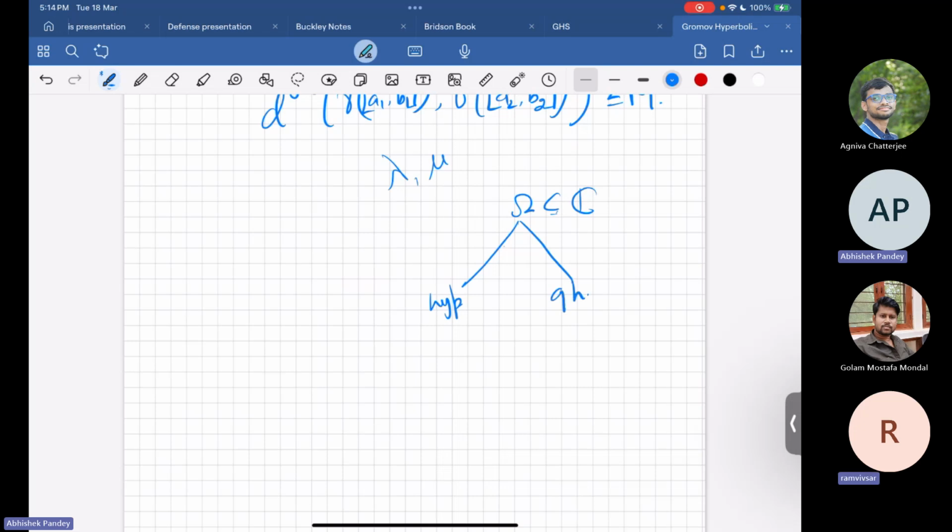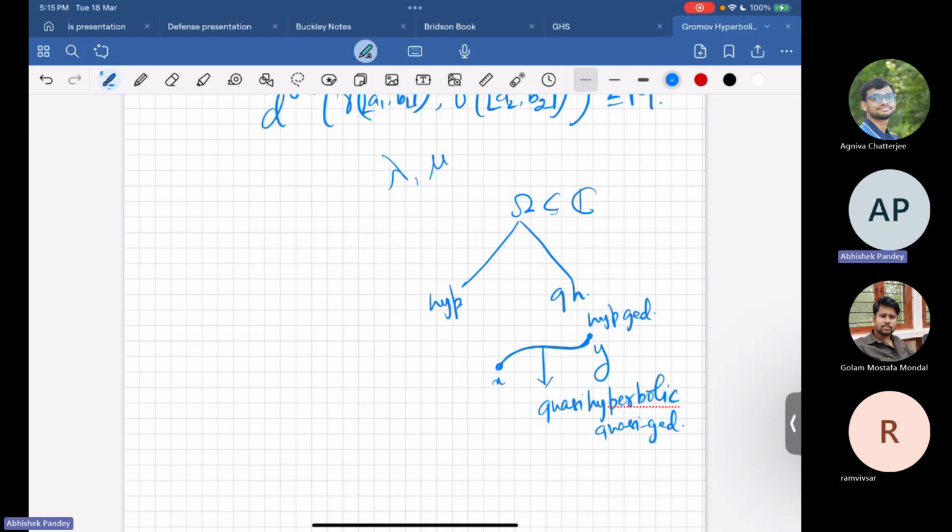The result says that if you take any two points x, y and take the hyperbolic geodesic joining x, y, then this is a quasi geodesic, and the converse is also true. It says that if this is a quasi hyperbolic geodesic, then it is a hyperbolic quasi geodesic, meaning it is a quasi geodesic with respect to the hyperbolic metric.